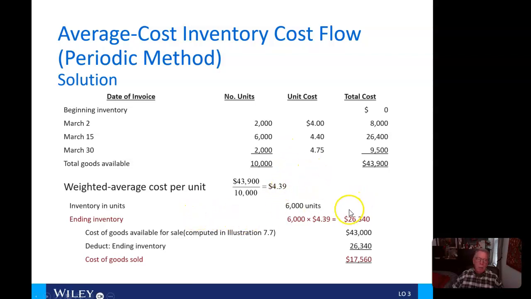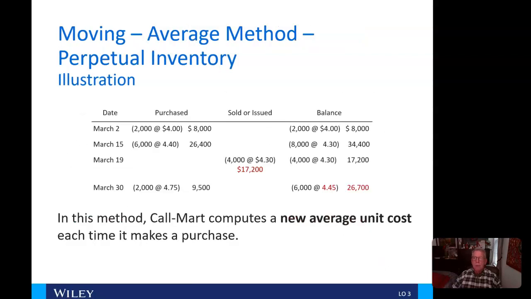So when we sell them, our cost is going to be $4.39. When we keep them in inventory, in this case 6,000 units, we're going to value the inventory at $4.39 per unit. Okay, and we can back into cost of goods sold that way. Now that was the periodic method.